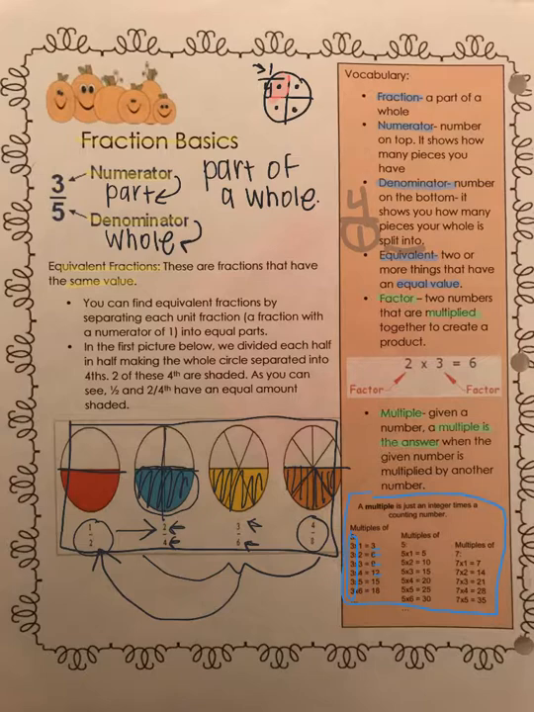Multiples of 5: 5, 10, 15, 20, very similar to skip counting. And again, all of these multiples or products have 5 as a factor because 5 was one of the things that was multiplied to create that product.